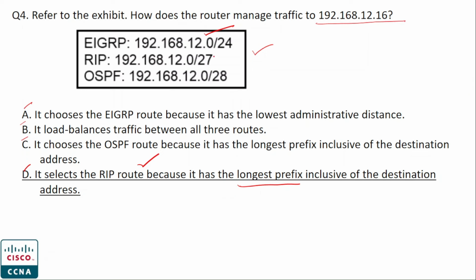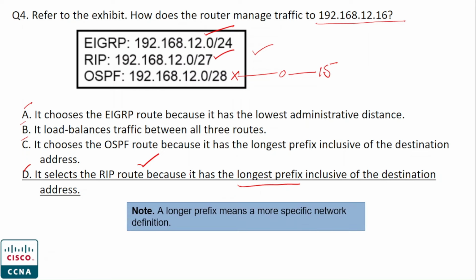It is also included in this route, while it is not included in this route because this route range is from 0 to 15. These IP addresses are included in this route, so .16 is not included. So the RIP is selected because it has the most specific prefix, or we can also say that a longer prefix means a more specific network definition.